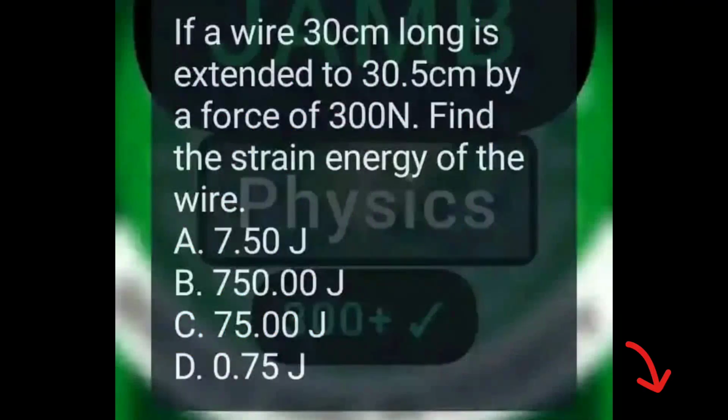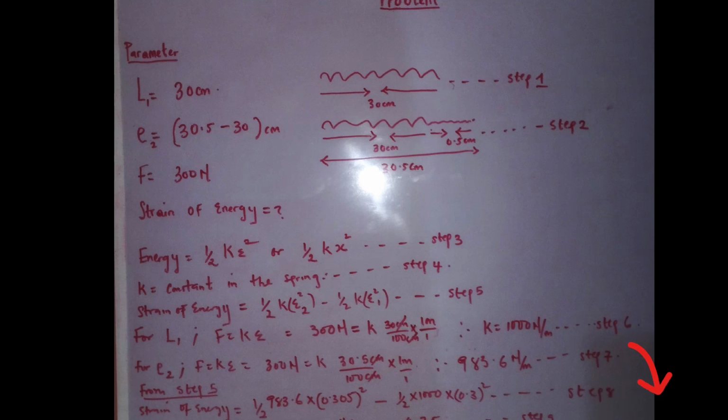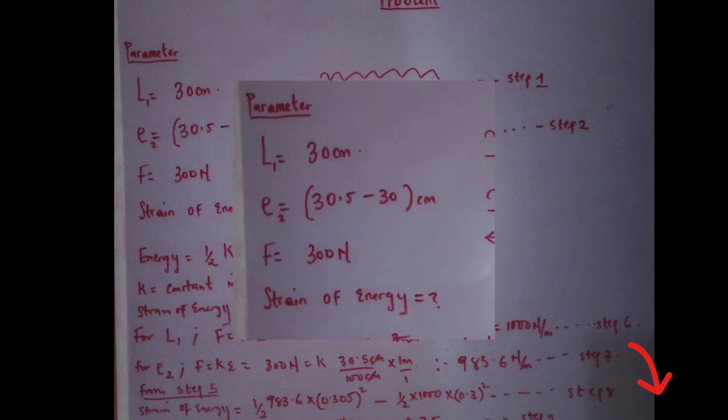This question is extracted from Young Modulus. So we look at our step 1. Before we go into step 1, let's take a look at our parameters. In our parameters, we have length. This length here is the original length, which is 30 centimeter. The length after extension is 30.5 centimeter, but we have the extension, which is 30.5 minus 30. That is the extension of the length, in centimeter.